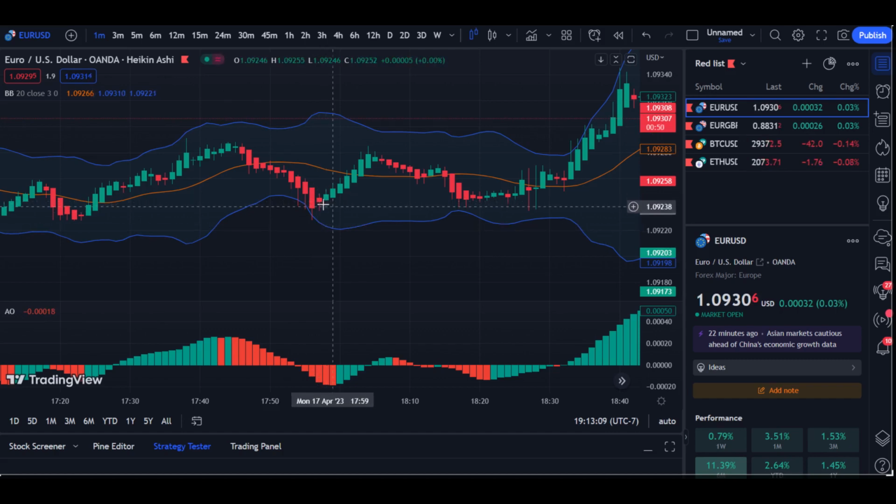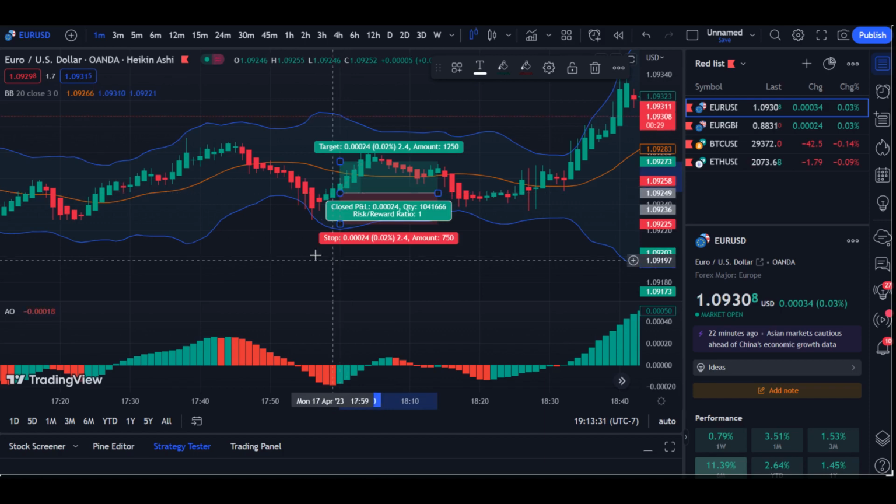After that, for a long, we're going to wait for the first green candle to close. After the green candle closes, we are also going to wait until the Awesome Oscillator prints a green bar. If this is more than 3 bars, you do not want to take the trade. But we can see here that the conditions are met, so we will be taking our first long position.